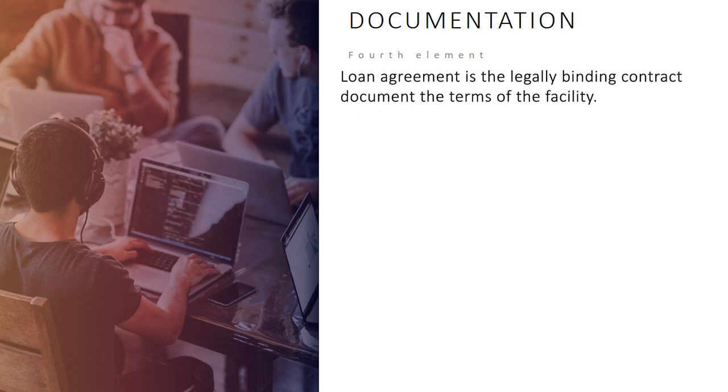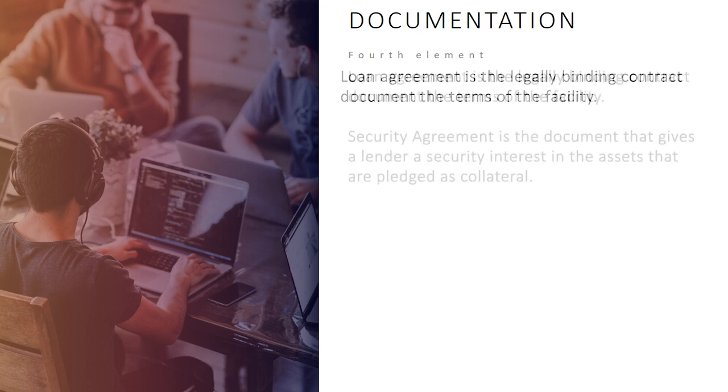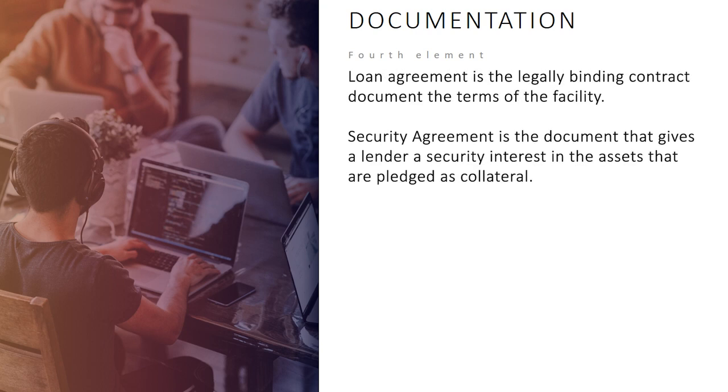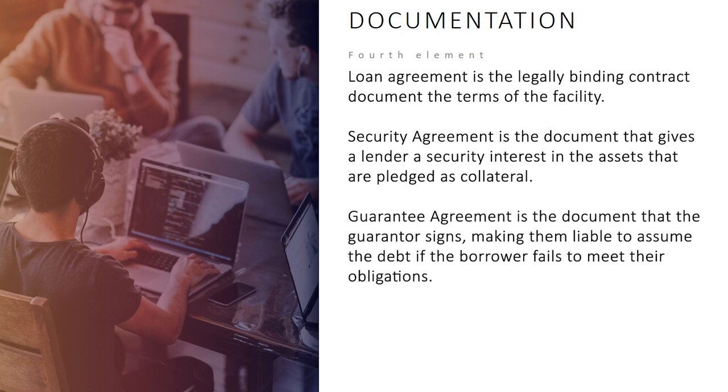Loan agreement is the legally binding contract documenting the terms of the facility. Security agreement is the document that gives a lender a security interest in the assets that are pledged as collateral. Guarantee agreement is the document that the guarantor signs, making them liable to assume the debt if the borrower fails to meet their obligations. That is all for this video.